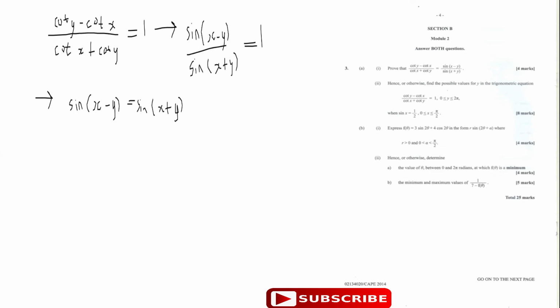Sine x minus y is just going to be sine x cos y minus cos x sine y, and that's equal to sine x plus y, sine x cos y plus cos x sine y. That's what we're solving. So if this is what we're solving, what can we do? Let's think about it.